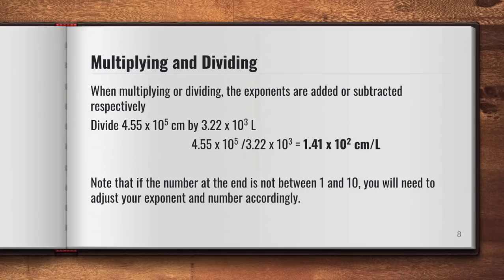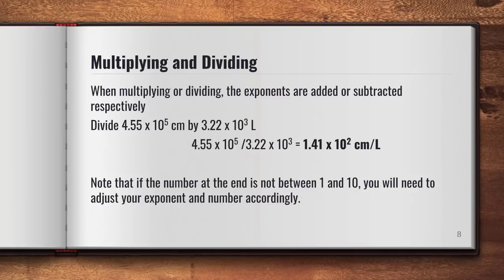All right? When multiplying or dividing, the exponents are added or subtracted respectively. So let's say we divide 4.55 times 10 to the 5th by 3.22 times 10 to the 3rd. You'll do the exact same thing you would do normally if you were dividing two numbers. So 4.55 divided by 3.22 is going to give you 1.41. Now to determine the exponent, because we are dividing, you are going to subtract 3 from 5. So times 10 to the 5th is going to be subtracted by times 10 to the 3rd. 5 minus 3 is 2. So your exponent on your answer is 2.